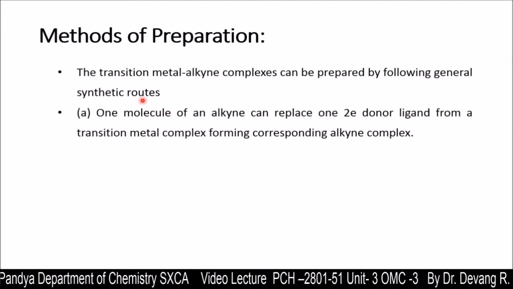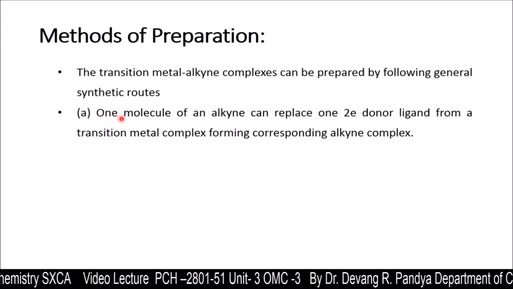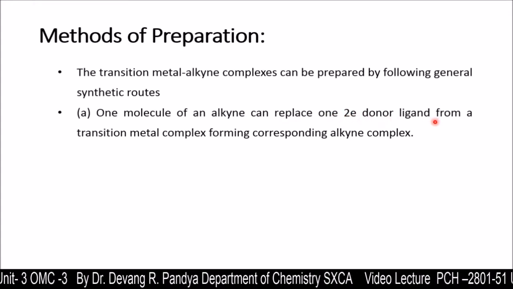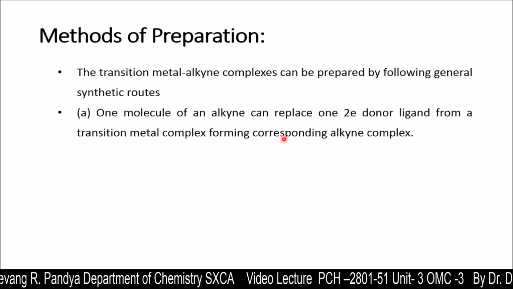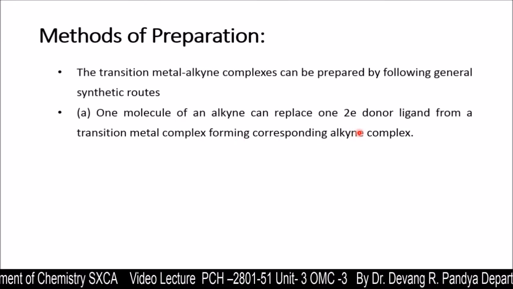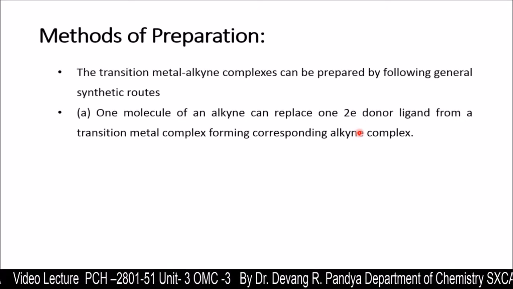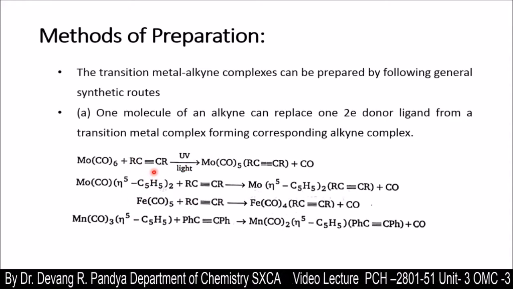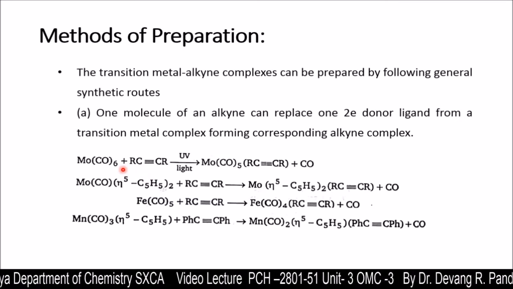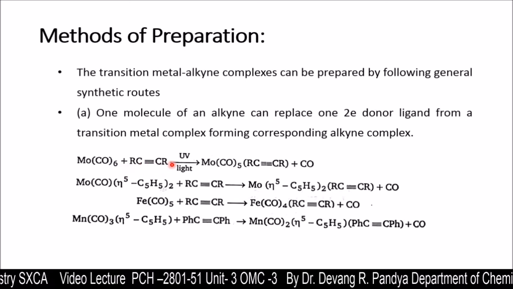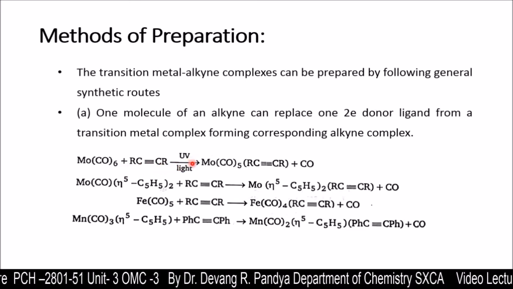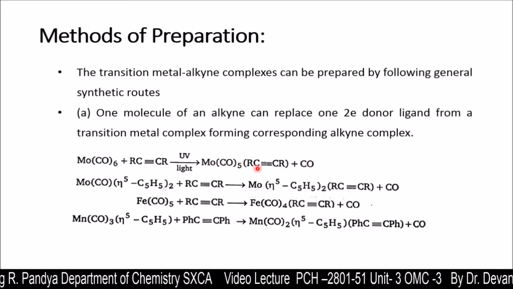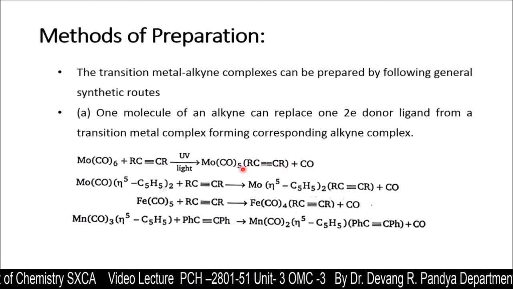The transition metal alkyne complexes can be prepared by general synthetic routes. There we can compare with alkene as well. The first point is that one molecule of an alkyne can replace one 2 electron donor ligand from transition metal complexes, forming the corresponding alkyne complexes. So here the alkyne acts as a 2 electron donor ligand. Now these are certain reactions in which alkyne acts as a 2 electron donor ligand, substituting a carbonyl. Here you can see hexacarbonyl molybdenum treated with alkyne in presence of UV light: substitution of one carbonyl group from molybdenum by alkyne gives this alkyne complex.